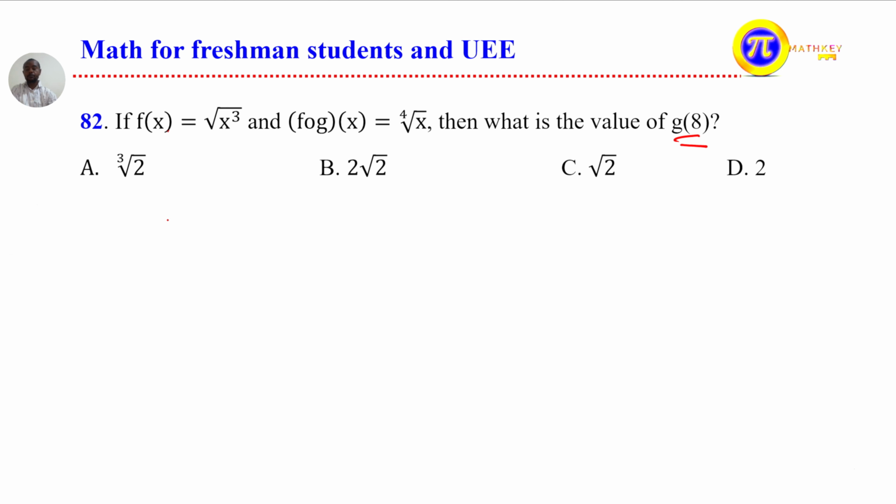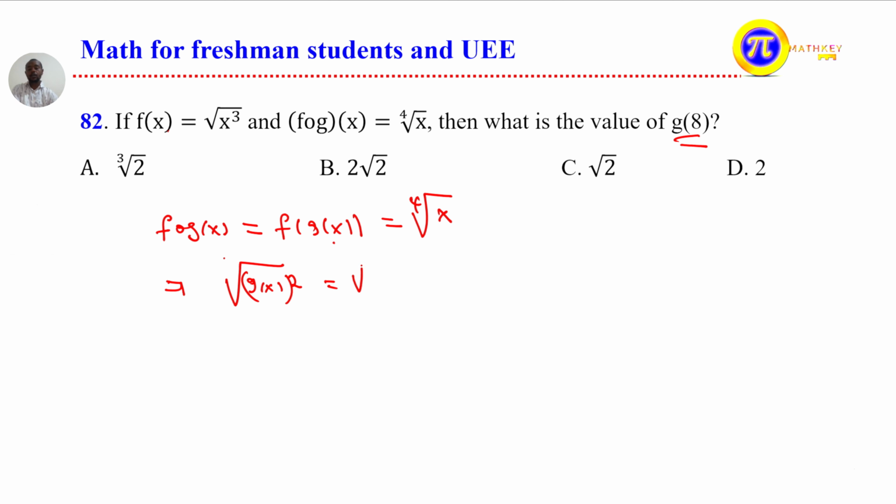So this implies that f of g of x, which is equal to f of g of x, here we are. What does it imply? It says the fourth root of x, it is given. If that's true, what does f of g of x mean? Instead of x in f of x, we substitute g of x. This becomes the square root of g of x cubed.